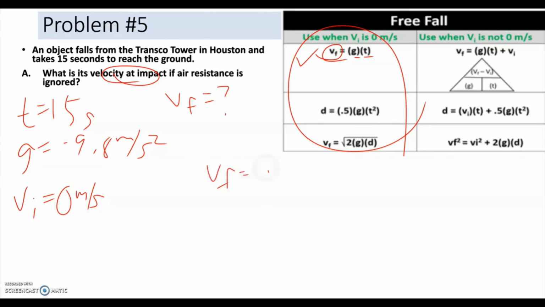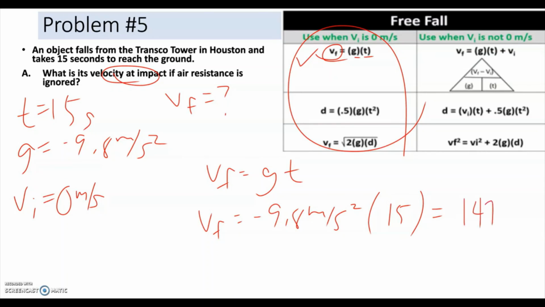So VF is equal to gravity times time. So VF is equal to negative 9.8 meters per second squared times the 15 seconds. So when you plug this into your calculator, you should get 147. It would be negative in meters per second because it is velocity. It has to be negative because, again, negative times positive is a negative. But also, if you think about it, the object is falling down. Down is negative velocity.